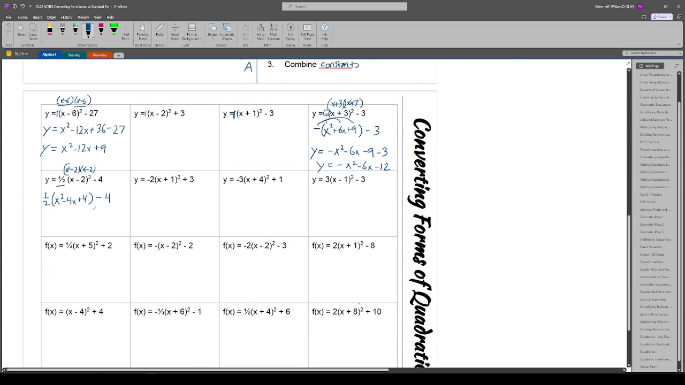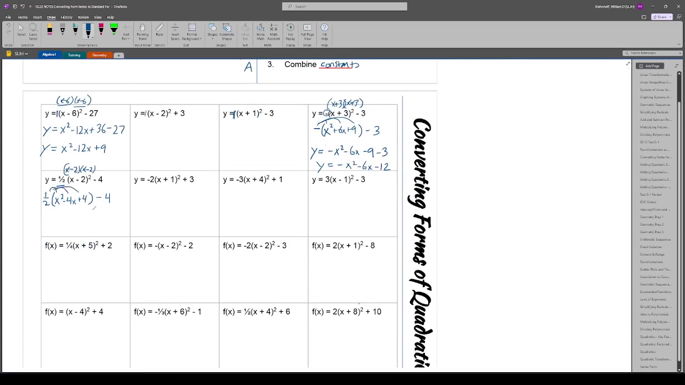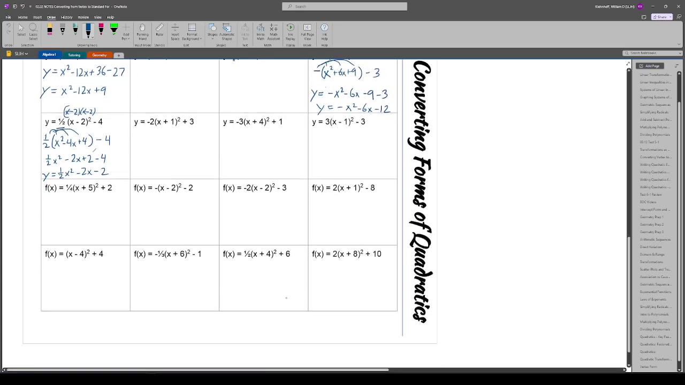Okay, so to finish this one, we distribute the 1/2 next because that's the multiplication. So we get 1/2 x squared minus 2x plus 2, and then the minus 4 is unchanged. Our final answer, y equals 1/2 x squared minus 2x, and now we have plus 2 minus 4 is a total of minus 2. We'll do one more to wrap up. Let's do a negative fraction in front.